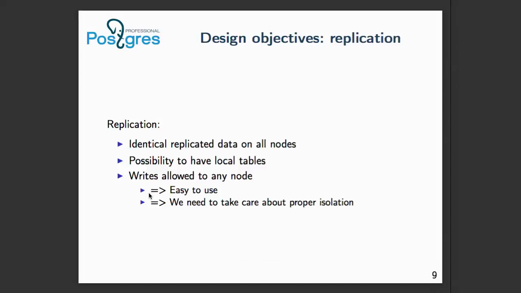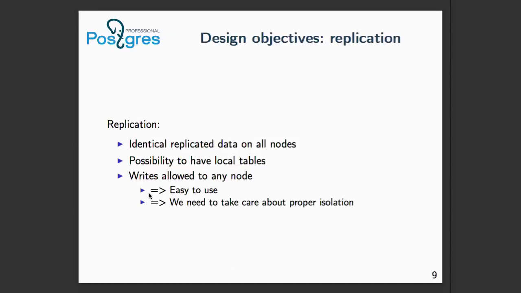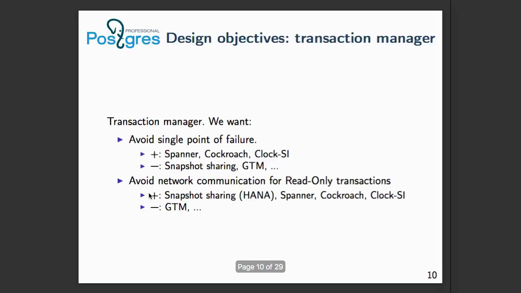And replication itself. So we need something, like Peter already told, that allows us to replicate data. Also, we want to do it on a table level and allow writes to any node, as I said. As we allow writes to every node, we need to have some way to ensure that isolation between transactions is properly guaranteed. There are some algorithms on the market to do that.